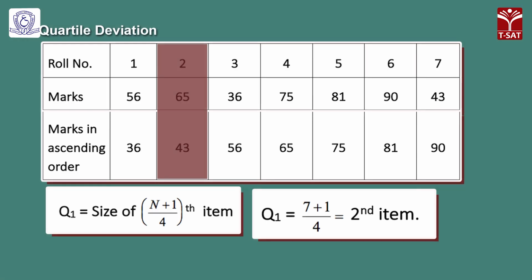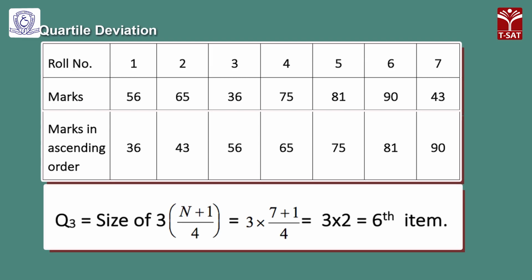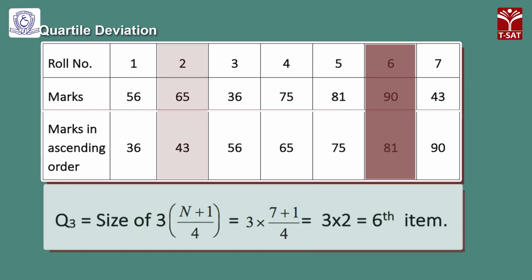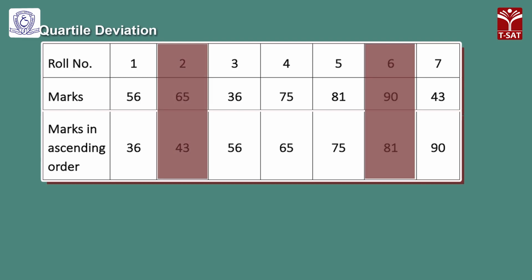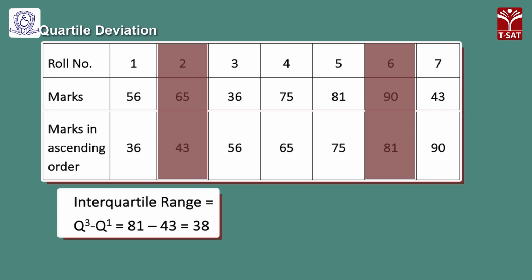And the third step is to calculate the Q3 value. Q3 is the size of 3 times (n plus 1) divided by 4. Here also n is equal to 7. So 3 into (7 plus 1) divided by 4, which is equal to 3 into 2, that is nothing but the sixth item. If we see in the series, the sixth item is 81. So now we have both the Q1 value as well as the Q3 value. In order to calculate the interquartile range, the formula is Q3 minus Q1, which is equal to 81 minus 43, which is equal to 38.